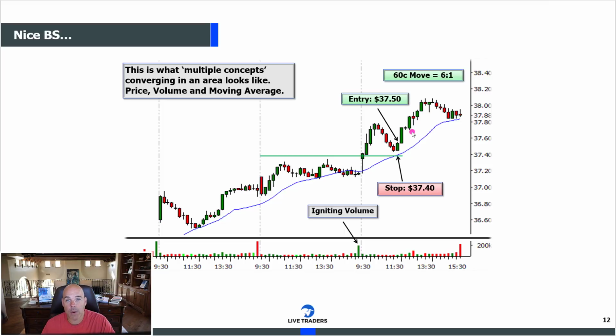These are the kind of buy setups you should be waiting for. Do these happen? Well, they do happen every day. We just have to find them, right? We need the patience and discipline to wait for this.